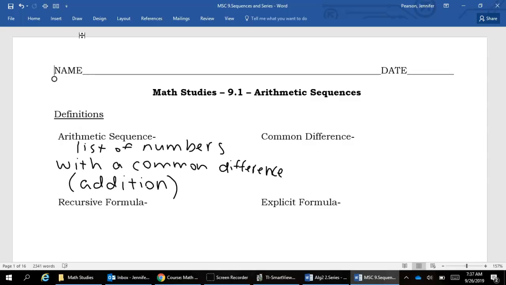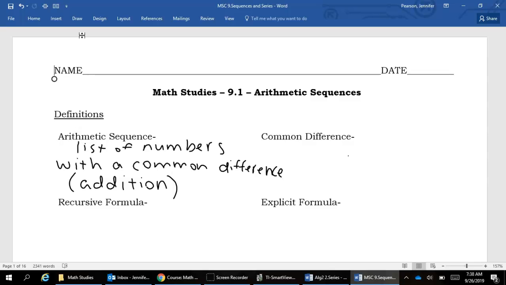So the easiest arithmetic sequence would just be 1, 2, 3, 4, 5. All we're doing is adding 1 to get the next number, adding 1 to get the next number, adding 1 to get the next number. Or 2, 4, 6, 8, 10, 12, adding 2. 3, 6, 9, 12, 15, 18, adding 3. Or, even adding a negative number like 100, 99, 98, 97, adding negative 1.